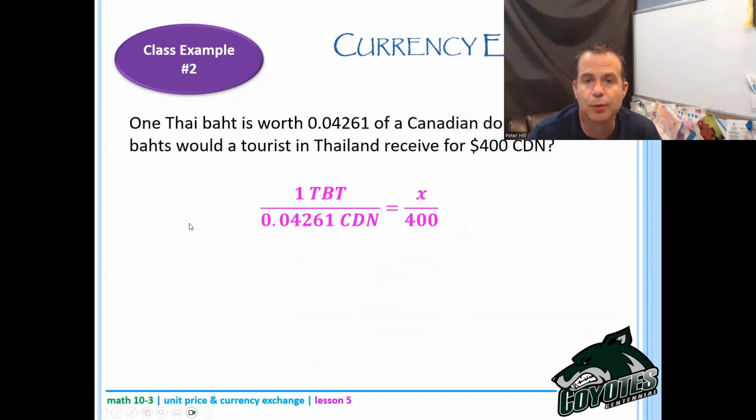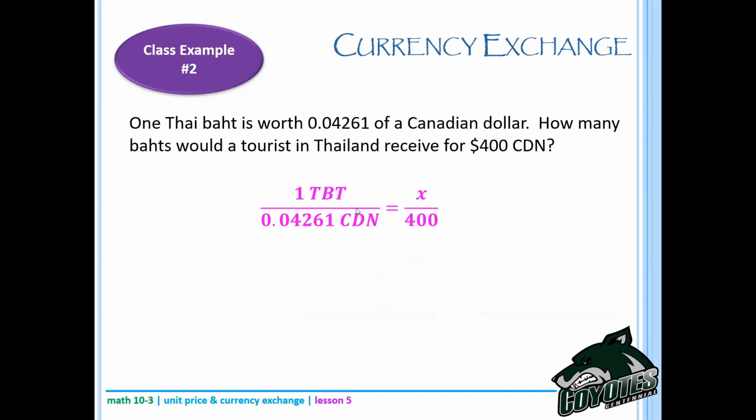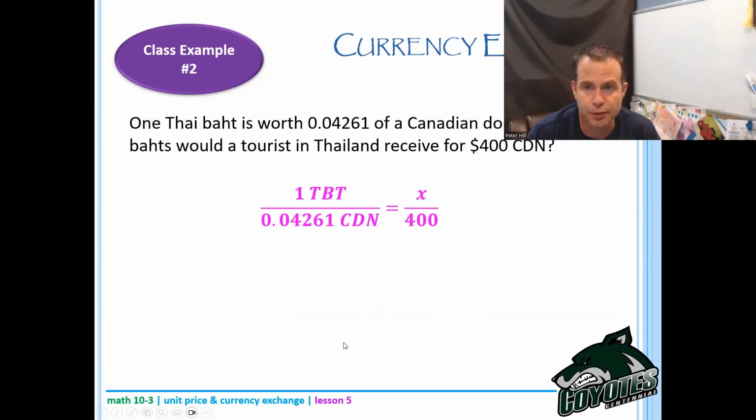Okay, 1 Thai baht is worth 0.04261 of a Canadian dollar. How many Thai bahts would a tourist in Thailand receive for 400 Canadian dollars? Okay, I'm going to hide my face again just so you see the full question.